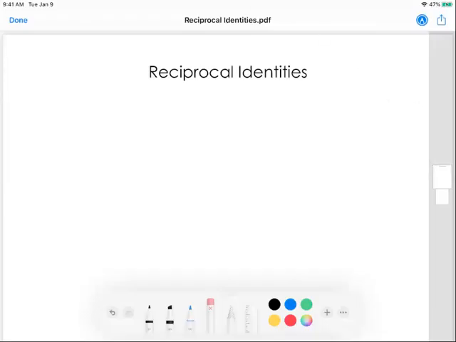Hello, students. Today we're going to be talking about reciprocal identities. Actually, we'll be talking about four different types of trig identities, but the first is reciprocal identities. And we've actually talked about these before.